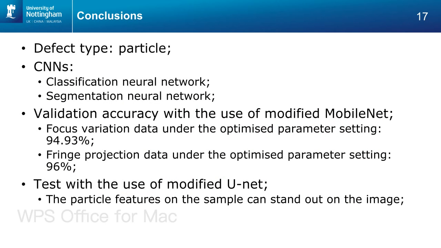To conclude the study, considering the detrimental impact of particles on additively manufactured parts, we aim to be able to detect the particle defects on the surface of samples. Two CNNs were used due to their suitability and effectiveness in this work. In terms of classification neural network, a 94.93% validation accuracy was achieved against focus variation data, whereas a 96% validation accuracy was achieved against fringe projection data. With respect to the segmentation neural network, the particle features could be discovered and displayed on the output image, which denoted the feasibility of defect detection with the use of a segmentation neural network.